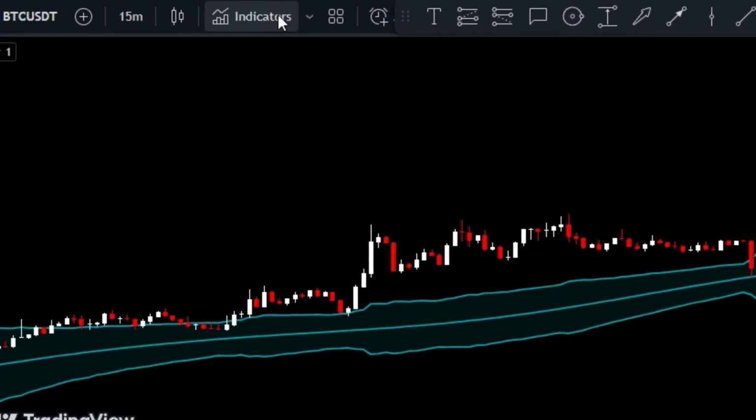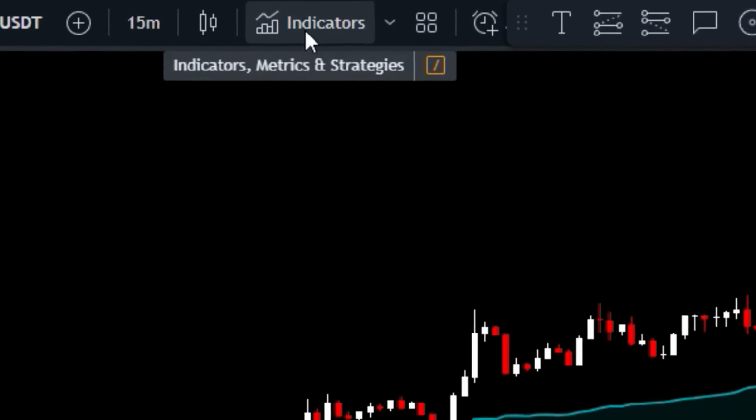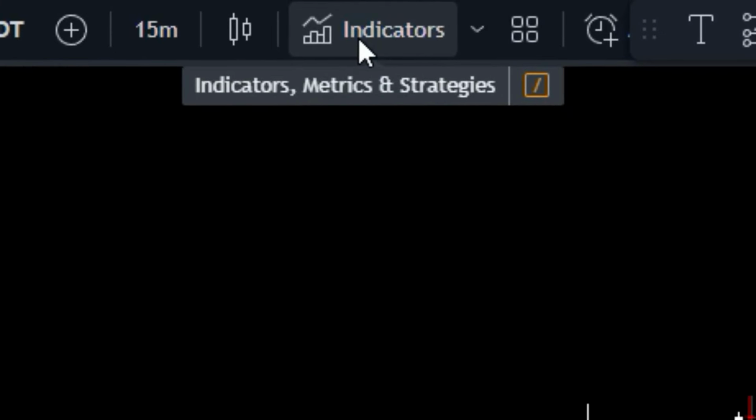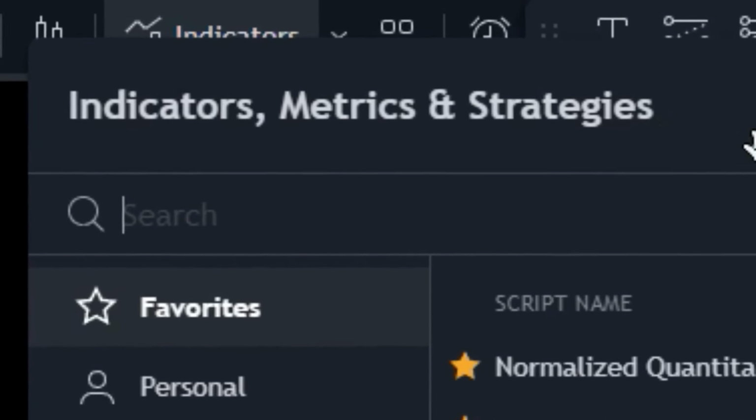Alright, back to the indicators. Let's hop back to the top of your screen and find the indicators tab. Give it a click and you'll spot a search bar just waiting for you. For the next secret weapon, type in Fisher Transform with Up-Down indicator.